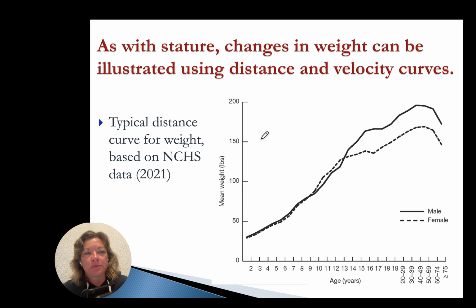Now, as with stature, changes in weight can be illustrated using both distance and velocity curves. Here's a distance curve. Remember, distance curves are cumulative over life, so the distance curve is showing weight at any age. This is a typical curve for weight, based on statistical data, with average weight in pounds plotted against age in years. What you can see from this graph is how much weight is actually gained in adolescence. And it's a lot: about 45 pounds in males and 35 pounds in females. So a normal part of adolescence is weight gain.